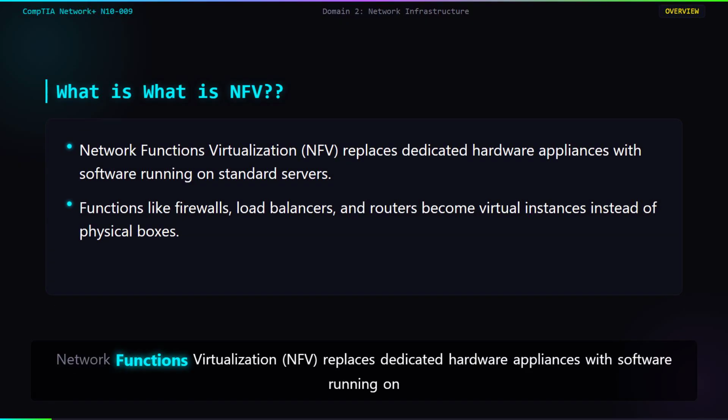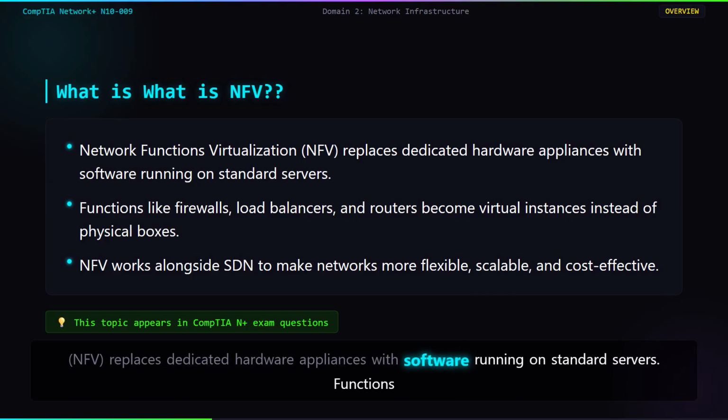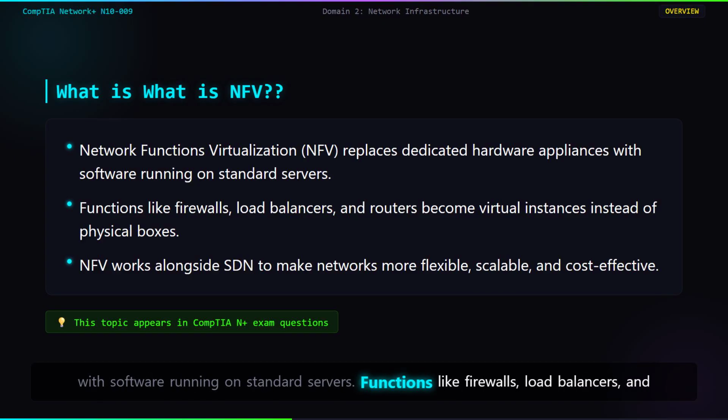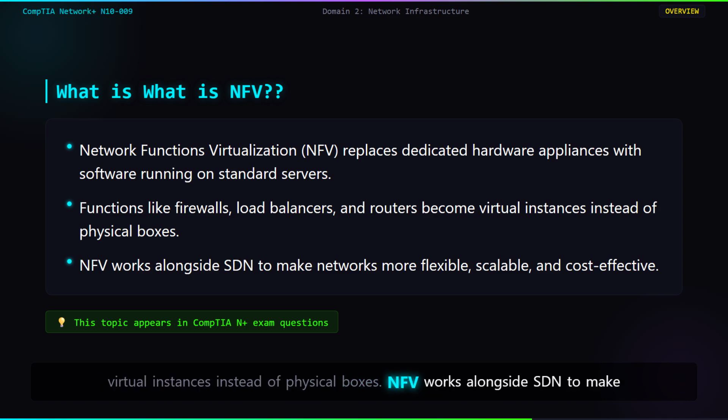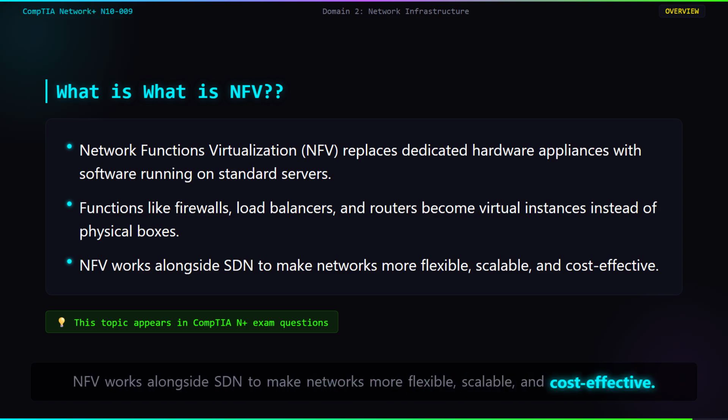Network Functions Virtualization, NFV, replaces dedicated hardware appliances with software running on standard servers. Functions like firewalls, load balancers, and routers become virtual instances instead of physical boxes. NFV works alongside SDN to make networks more flexible, scalable, and cost-effective.